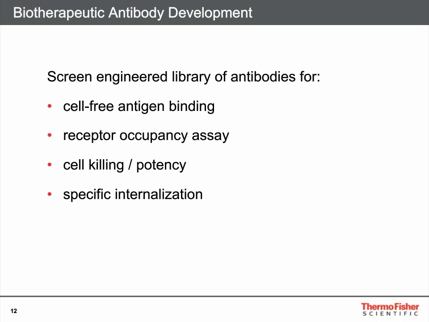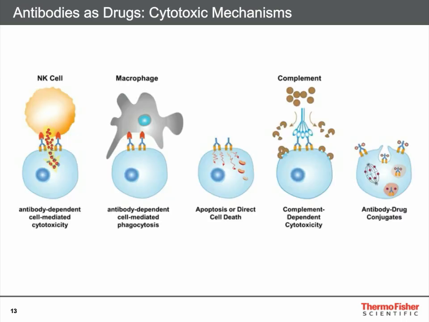Also critically, we need to demonstrate not just cell killing or potency, but specific cell killing of our cells of interest. And also, in some cases, we need to demonstrate that our antibodies not only bind, but also internalize into our target cells. So with antibodies as a drug, they use many different mechanisms with which to kill cancer cells. I've heard antibodies referred to as the henchmen of the immune system, because they may direct the potent cells of the immune system to target kill other cells.